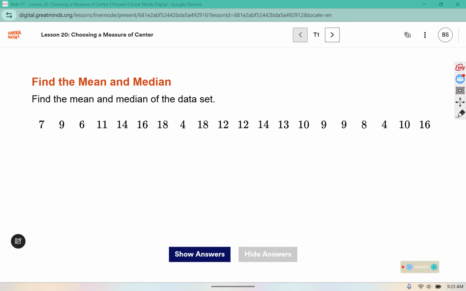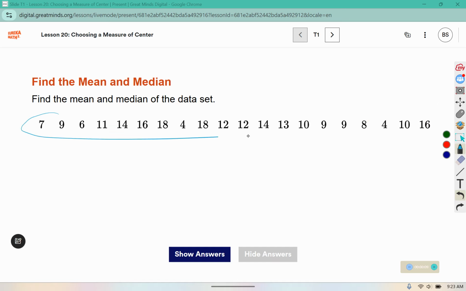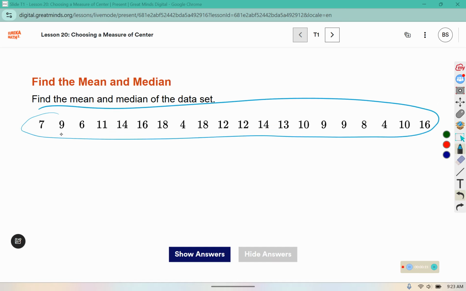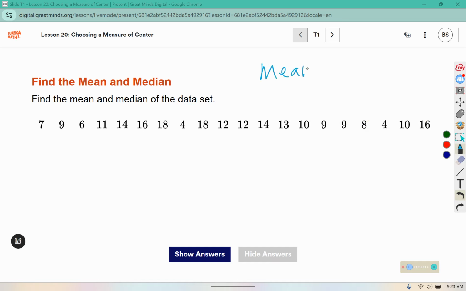Find the mean and median of this data set. Remember, for the mean, we're going to add all these values together and divide by how many values are in the list. That is for the mean. For the median, we have to put them in order first.